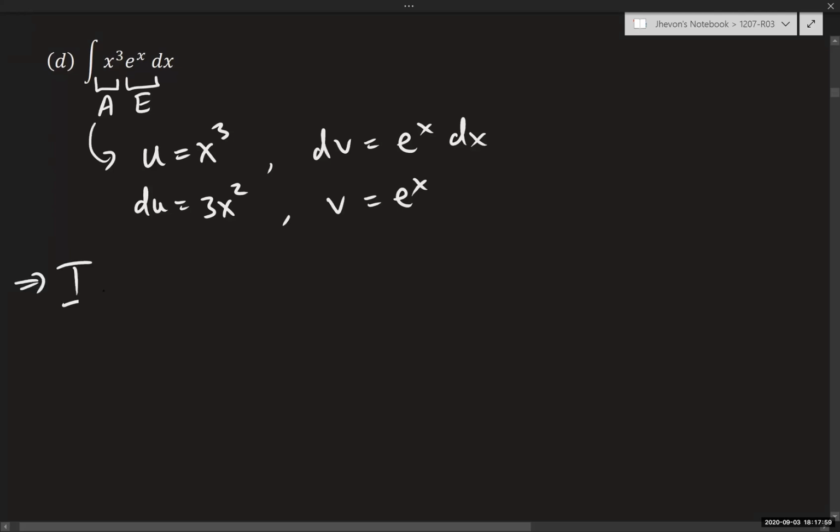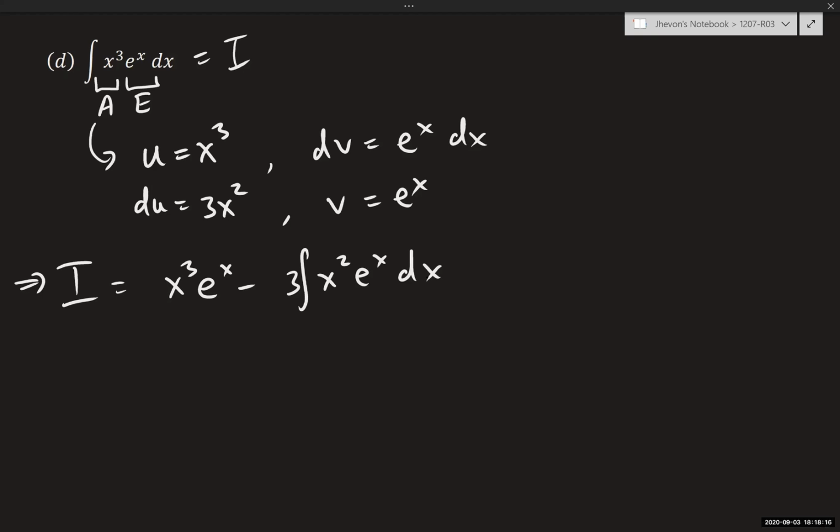This means that my original integral, call it I, is going to be equal to u times v minus the integral of v du. So isn't du 3x squared dx? Yes. I'm just seeing who's paying attention. Okay, so now we have this line. How do we deal with this new integral right here?